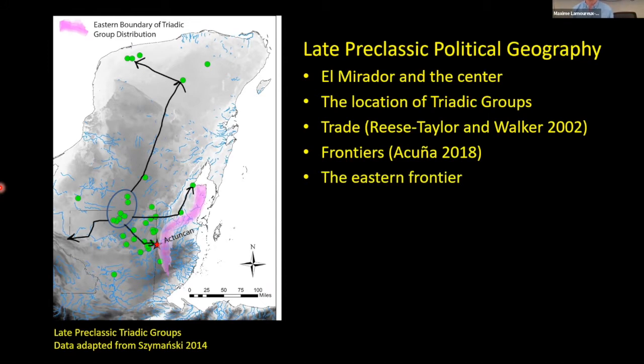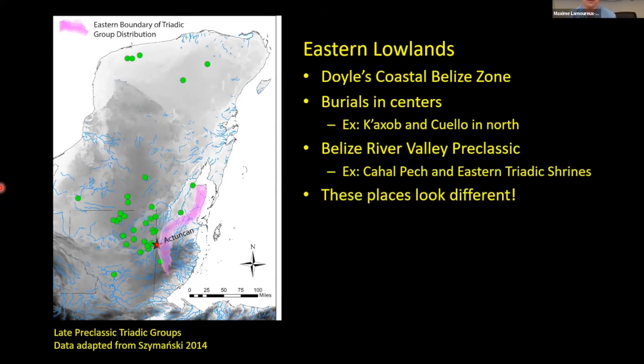And they spread towards Actuncan, down from the southeast of the Mirador zone towards the Belize River Valley. Notably, they don't go any further. To my knowledge, there are no triadic groups further downriver on the Belize River Valley in the late pre-classic period.